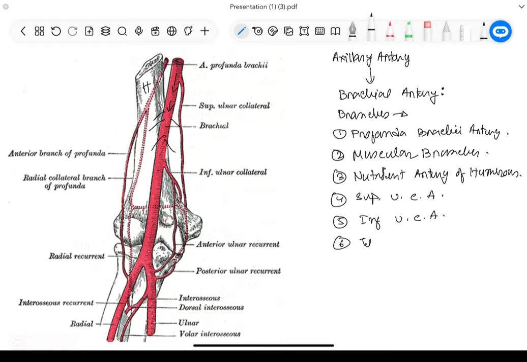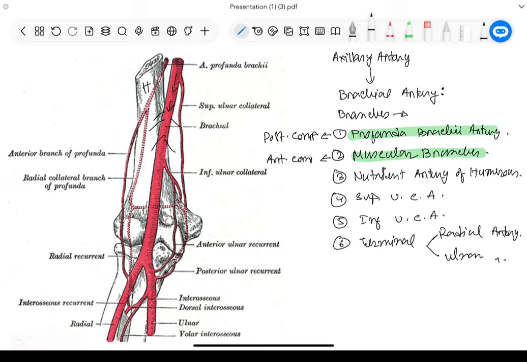And as we said, there are two terminal branches. What are the two terminal branches? Radial artery and ulnar artery. As we are discussing the arm, we have to remember two arteries here are important. One is the profunda brachii artery, another one is the muscular branch of the brachial artery. The profunda brachii artery supplies the posterior compartment muscles, and the muscular branch supplies the anterior compartment muscles. So that's all about the arm related information.